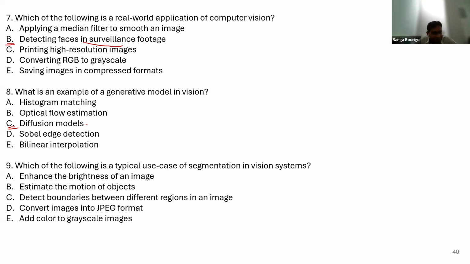I hope you remember. Which of the following is a typical use case of segmentation in vision systems? Enhancing the brightness of an image, estimating the motion of objects, detecting boundaries between different regions of an image, converting images to JPG, adding color to a grayscale image. Detecting boundaries between different regions of an image is segmentation.